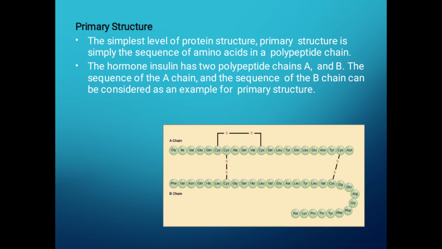The hormone insulin has two polypeptide chains, A and B. The sequence of the A chain and the sequence of the B chain can be considered as an example for primary structure. So in the primary structure, these are the two important chains, chain A and chain B. Here insulin has two polypeptide chains. Okay.